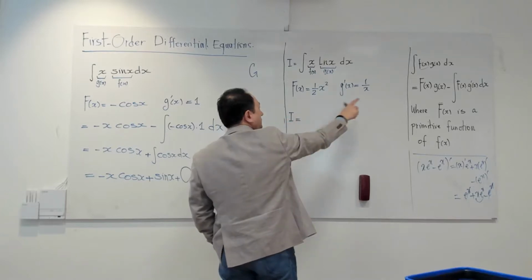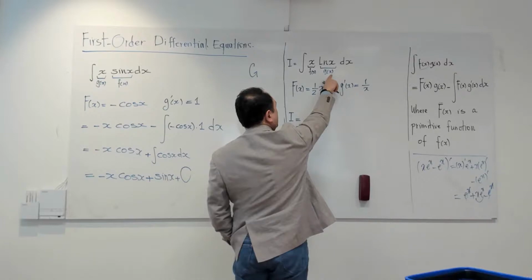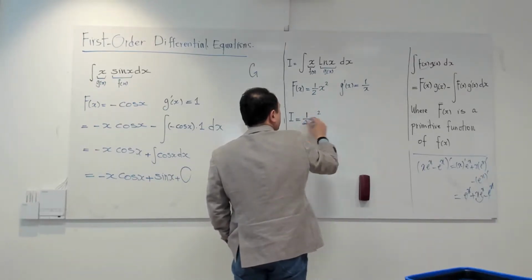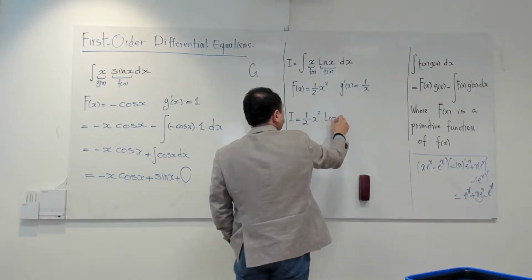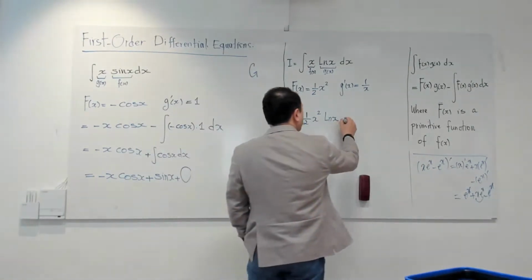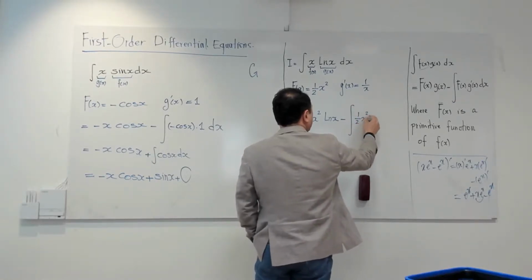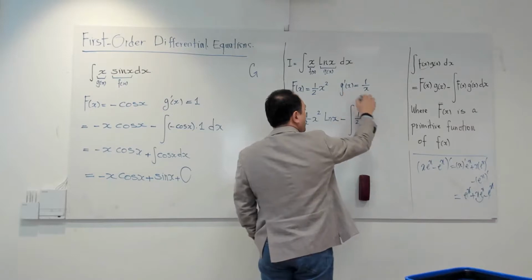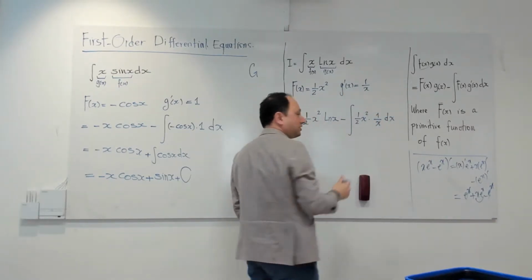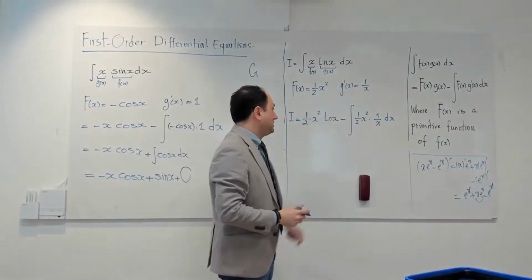Okay, let us write this integral I, and then let me calculate. I is equal to, according to the formula, capital F multiplied by little g. So it is 1 over 2 x squared times ln of x, minus capital F, which is 1 over 2 x squared, multiplied by g prime. G prime is 1 over x dx. Yeah, so we are successful now. Why? Because this x and that x are gone, and this is really simple.